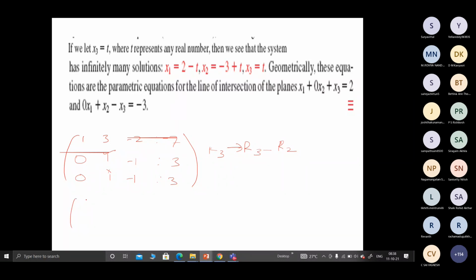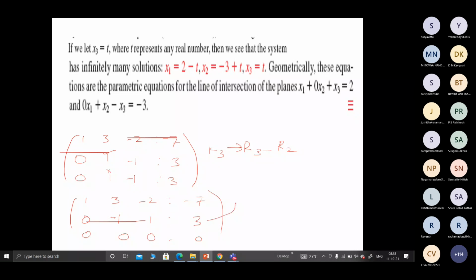So what happens? First row as it is: 1 3 -2 -7. Then 0 1 -1 3. And the third row is 0 0 0 0. That's it. So now you look at this. As I told you, we wrote the solution. What is the last equation?